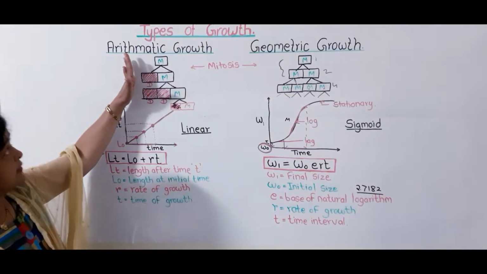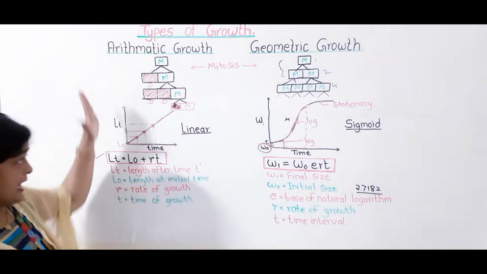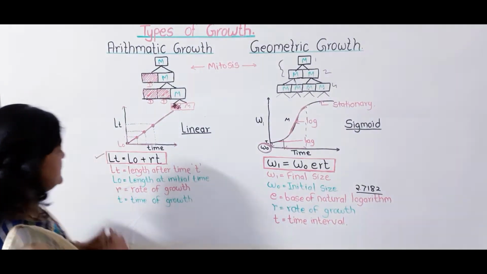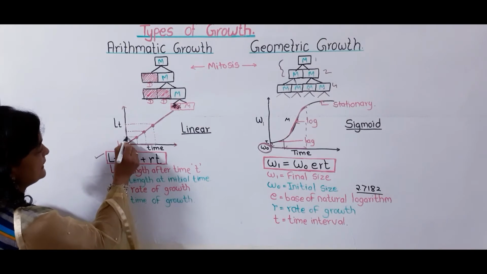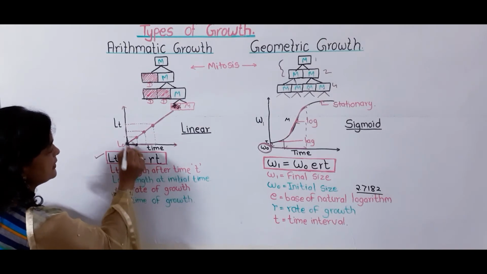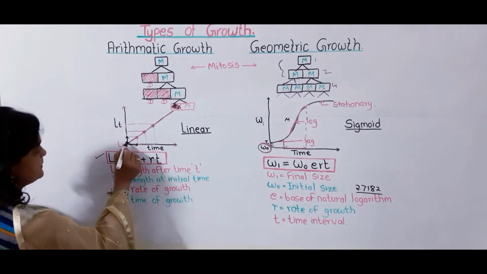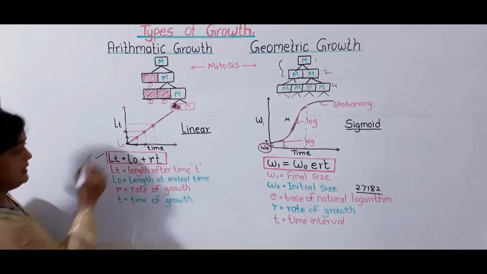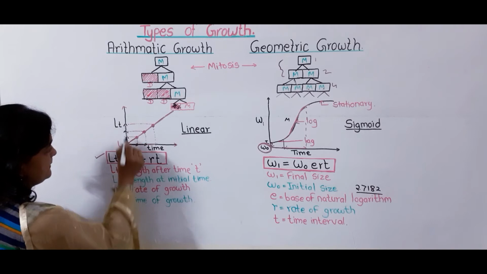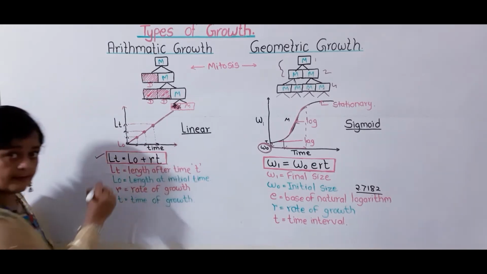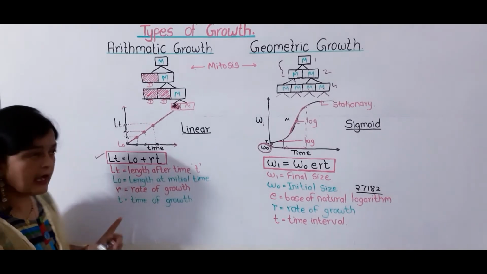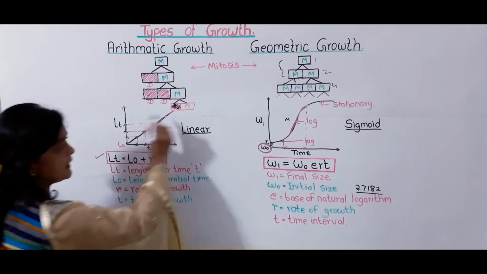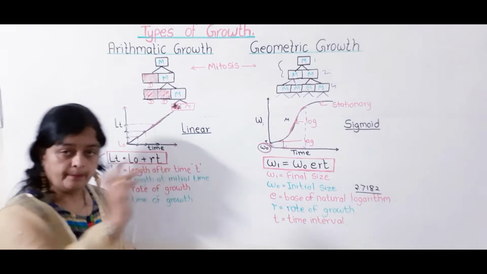I can explain this arithmetic growth with the help of a graph. Suppose this much growth had taken place in a particular period of time. If this much growth had taken place in a particular period of time, what happens when you plot a graph? You will get a linear graph.